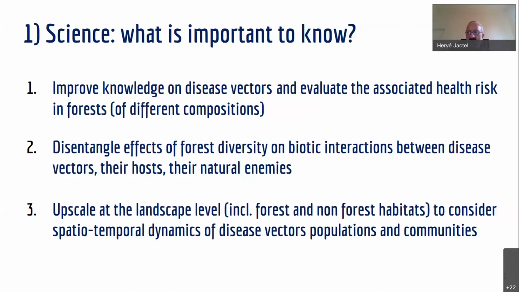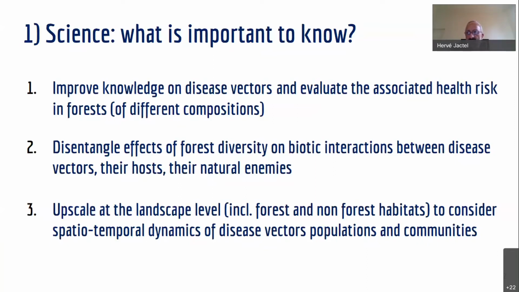The second question is, if you remember what we said yesterday about ticks and urticating larvae, it's a play with four layers of players. We have the plants, we have the disease vectors, we have their hosts, and we have their natural enemies. So there are a lot of biotic interactions that can be driven or changed or modified by forest management. And it is important to know more about that, to understand the associated risk of diseases.